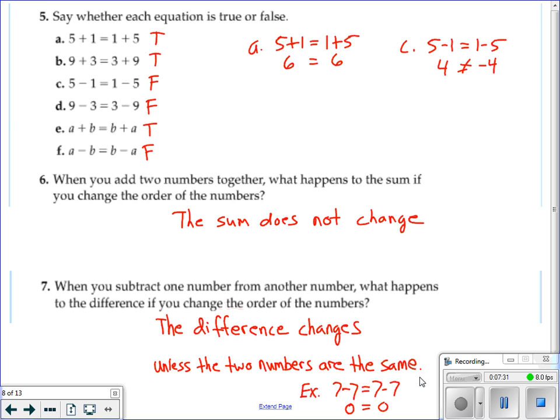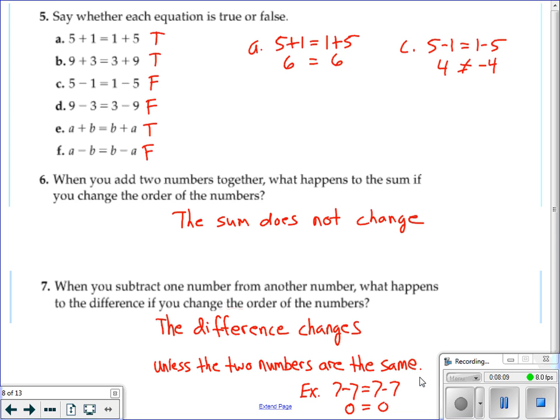Now, if you look at C, they changed from addition to subtraction. So now, if you notice, if I take 5 minus 1, I would get positive 4. If I switch them around and do 1 minus 5, I get negative 4. Well, those are not the same number, so that is false. That's 4 does not equal negative 4. So same for D, 9 minus 3, that would be positive 6. 3 minus 9 would be negative 6. Again, not true. That would give you a false statement.